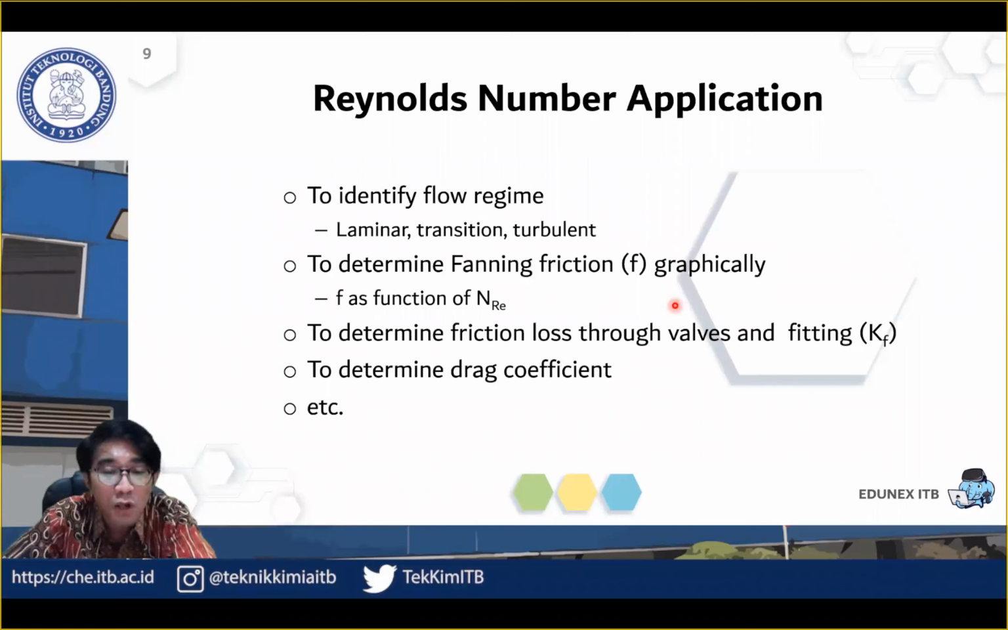All are fitting, and inside fitting they can come across friction as well. Ya, jadi di dalam fitting, selain gesekan dengan pipa, gesekan dengan bagian dalam fitting itu juga akan menimbulkan friksi, akan menimbulkan hilang energi. And how to calculate the friction inside the fitting is also a function of Reynolds number.